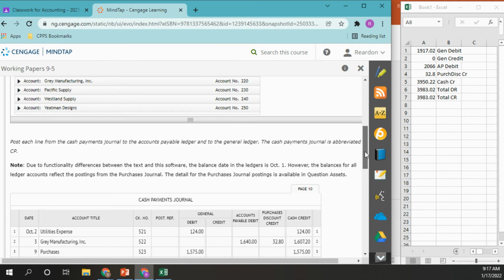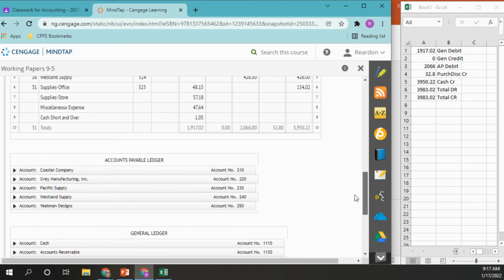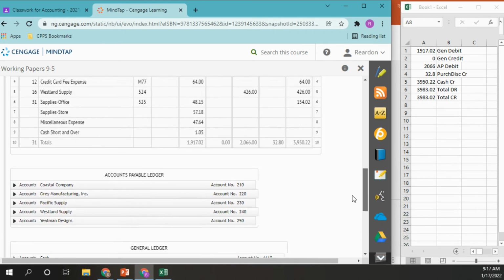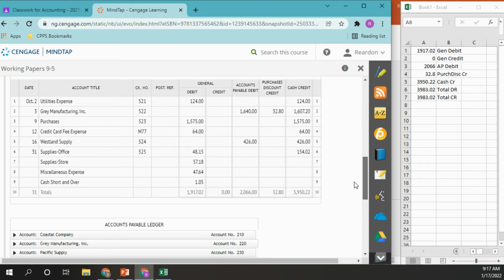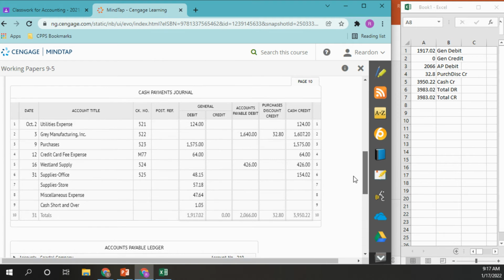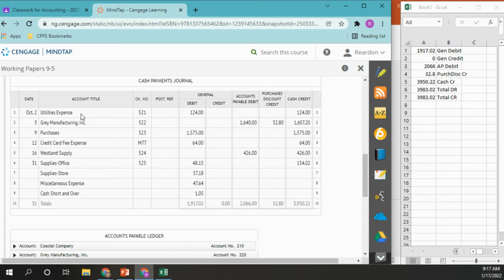Post cash payments journal lines. Okay, well, here we go. Cash payments journal lines. Now, this is where we get into the tedious part. Okay, so here we go. Utilities expense, general debit, 124, October 2nd.